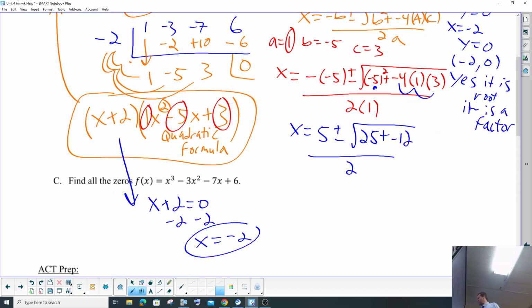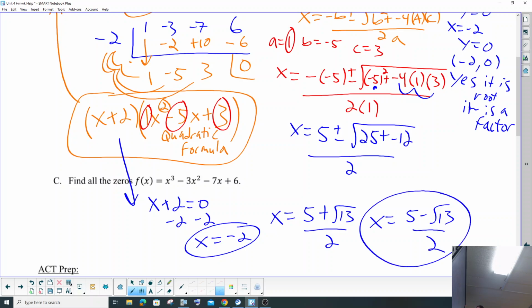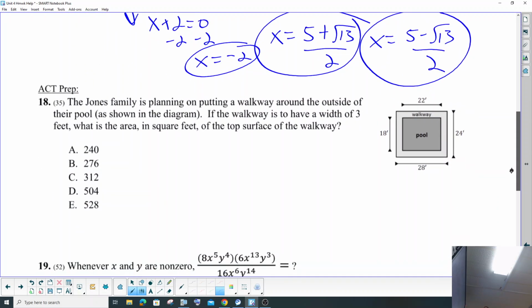But what are our other zeros? Our other zeros come from this. 25 minus 12 is 13. So we get x equals 5 plus radical 13 over 2, and x equals 5 minus radical 13 over 2. There's our zeros. We had to use the quadratic formula for that one. So you practice again.